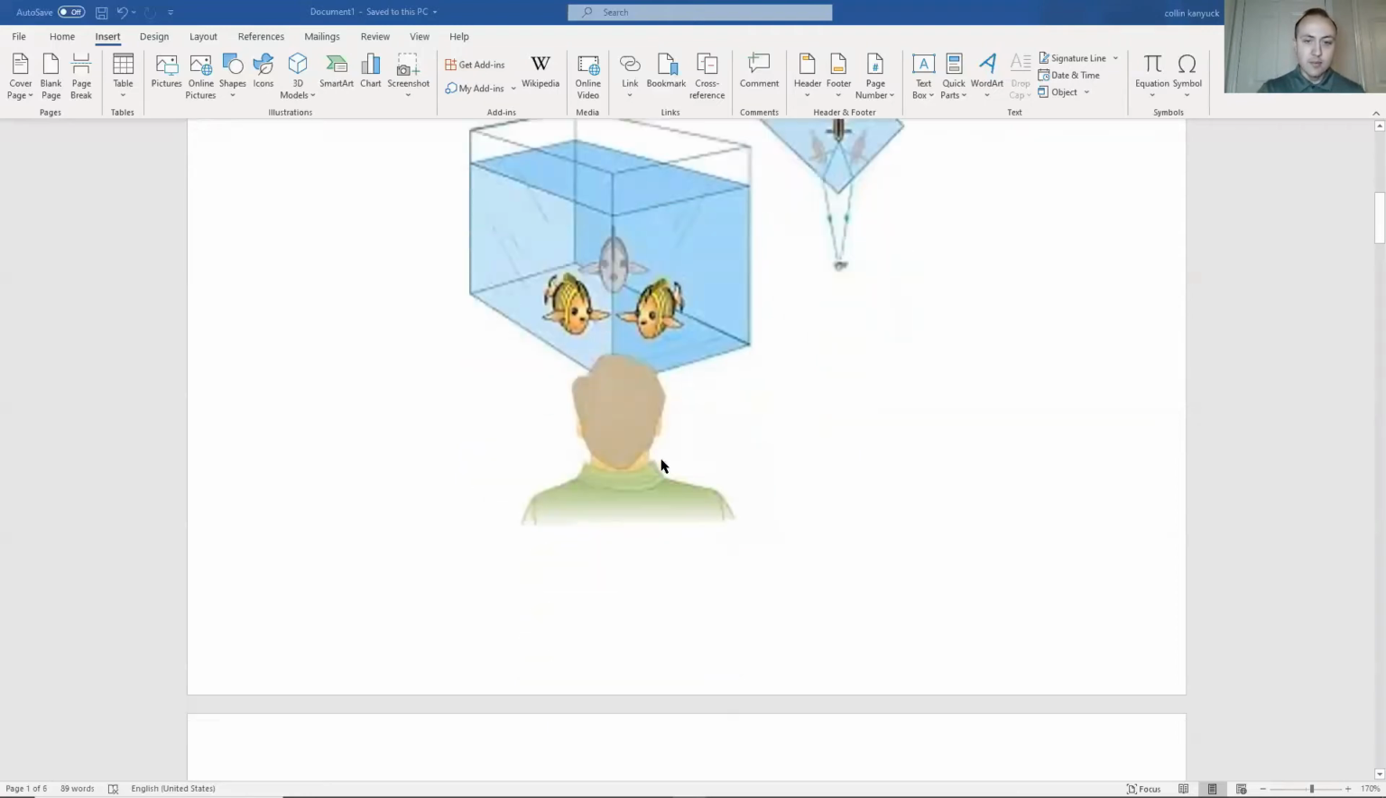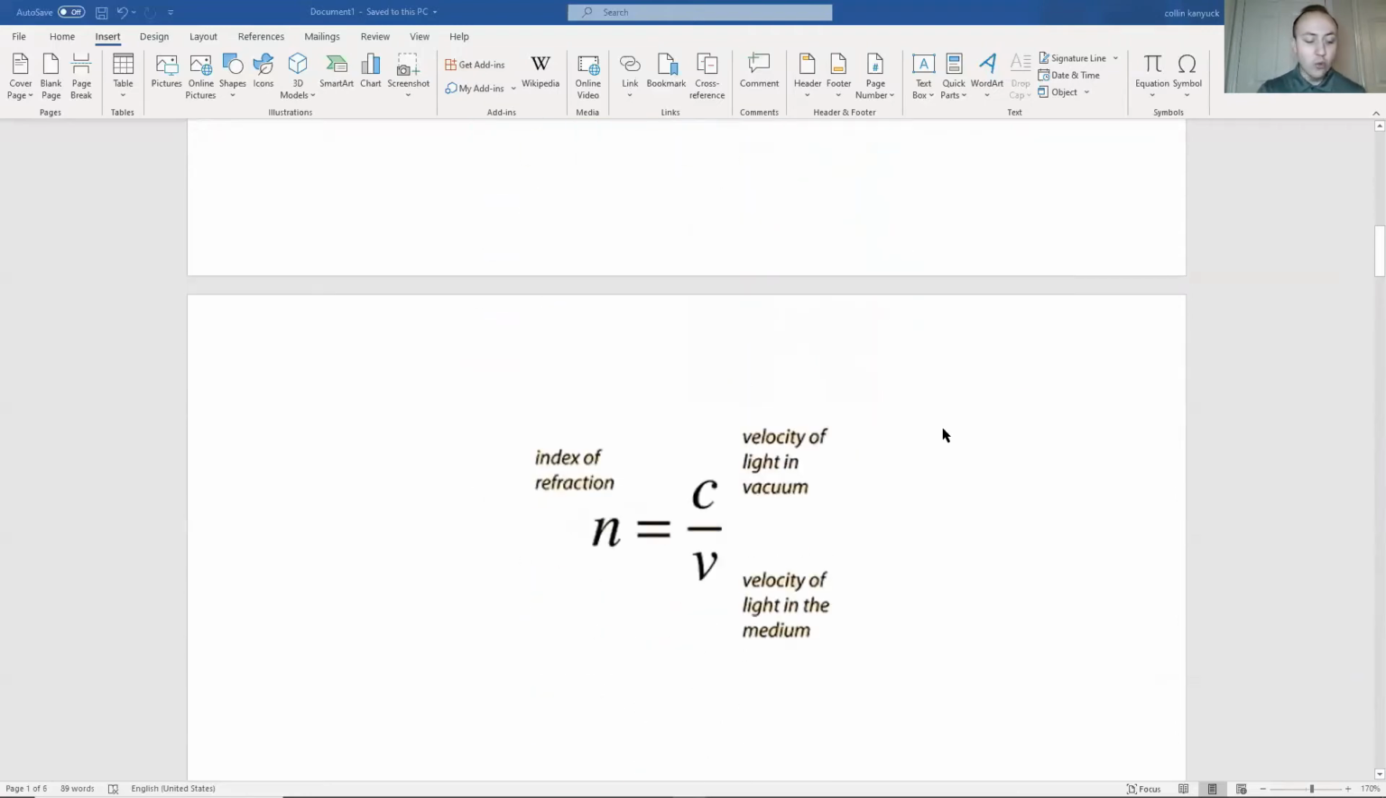In our next image, we're going to look at the equation that represents the index of refraction. Right here we've got n representing the index of refraction, c, which as we just talked about is the velocity of light, so the speed of light, and then v is the velocity of light in a medium, like air or water or many other things that light can travel through before we see it.